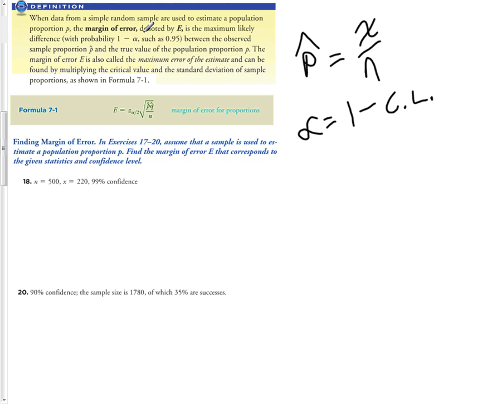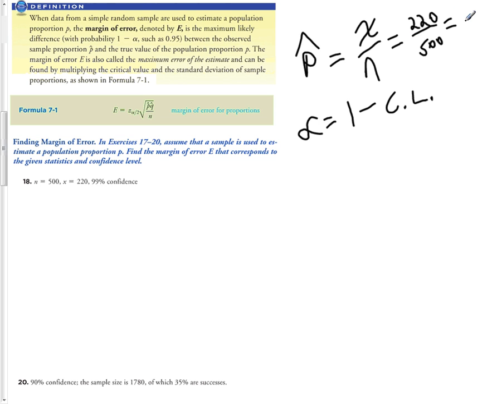All right, so let's go ahead and do it. What it says here is to find the margin of error, I need to multiply the z of alpha over 2, the critical value, by the square root of p hat times q hat over n. So let's go ahead and find all those things. First, let's find p hat. P hat is equal to x over n. So in this case, it's 220 over 500, which is n, which gives me a value of 0.44.